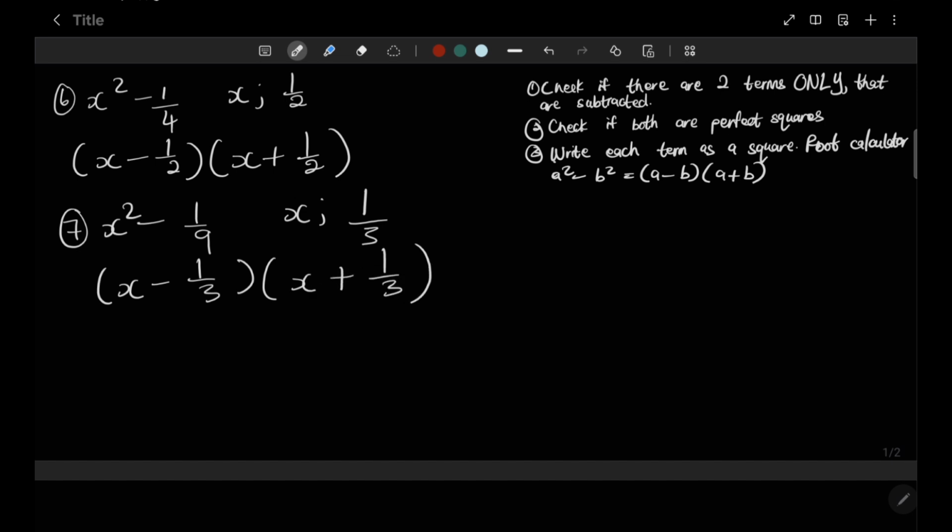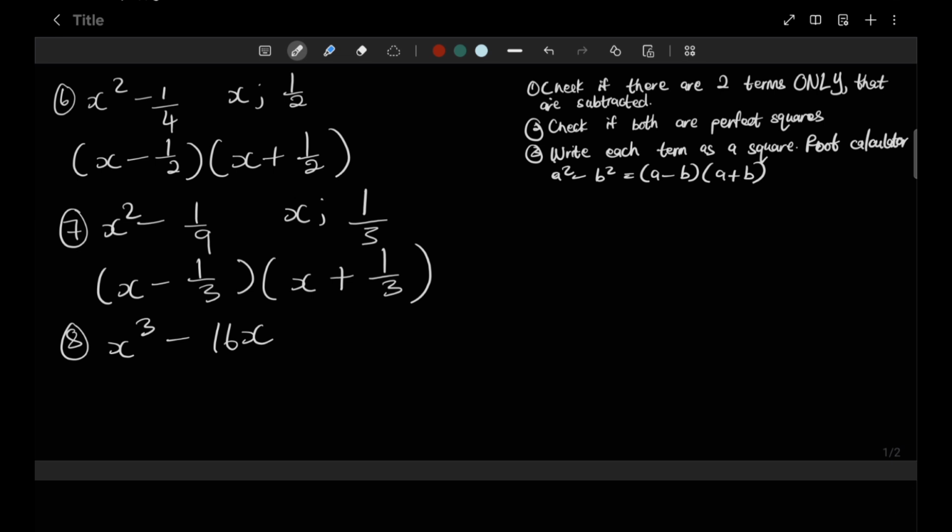Now let's do the second last example, number 8. Let's do x cubed minus 16x. Okay, so we check first. Check if there are two terms only. We have x cubed and 16x. There are two terms that are subtracted. We have a minus sign, so we met that condition. Check if both are perfect squares. X cubed is x times x times x, so it's not a perfect square.